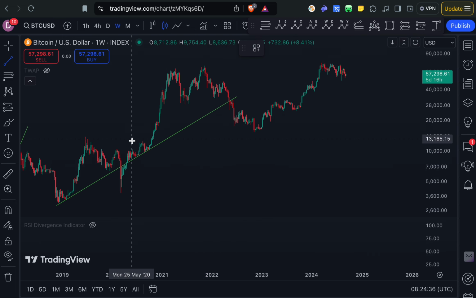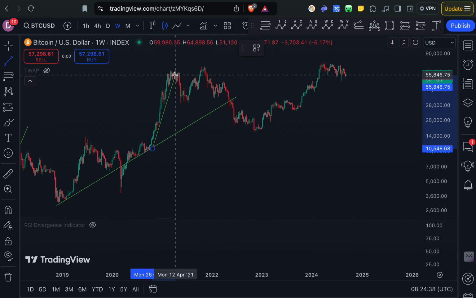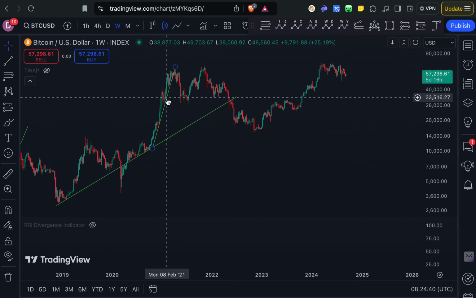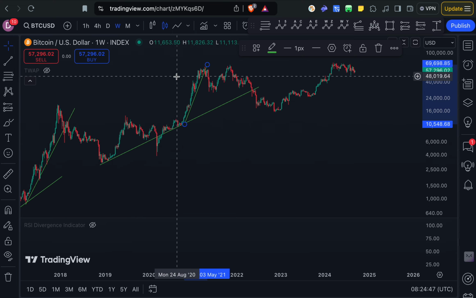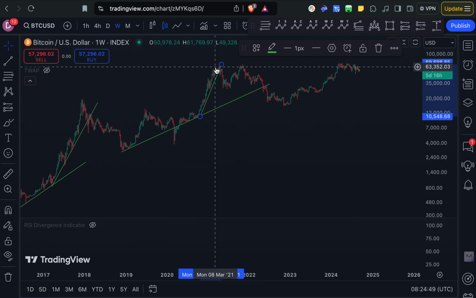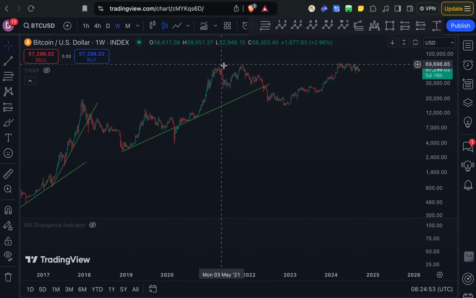But anyway, here is the acceleration part, or the blow off top part. If you had followed this trend line here, you would have been able to exit at roughly $55,000 in 2021, right at the peak of the bull market. So that was a very, very beautiful price move there.